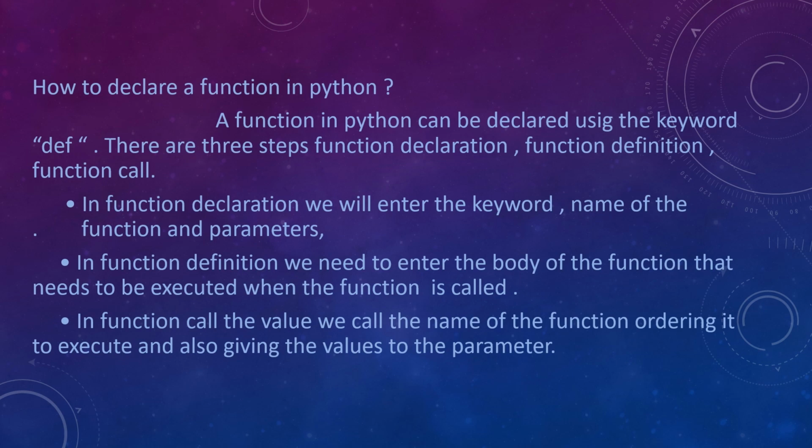In the function call, we give the values to the function, that is, we give the values to the arguments. So only when the function call is executed will the function execute. During the function call, we will give the values for the arguments if there are any.